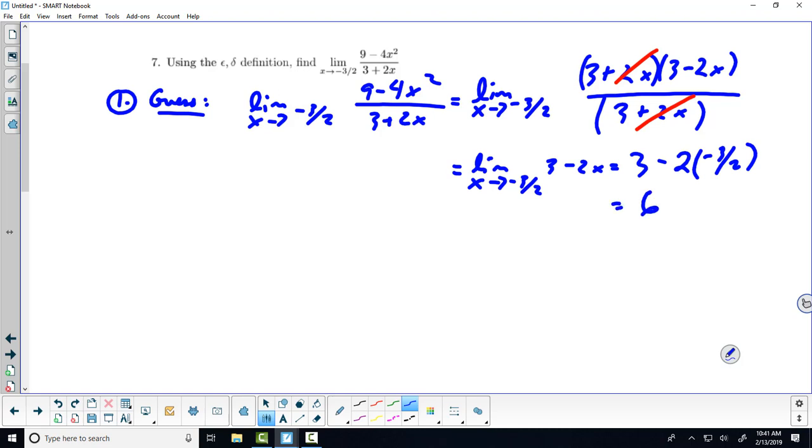We get 6. How else could you come up with your guess? Since this is just a guess, you could use a calculator to check. As you plug in numbers getting closer and closer to negative 3/2, what are your y values getting closer to? 6. So that part's just coming up with a guess.